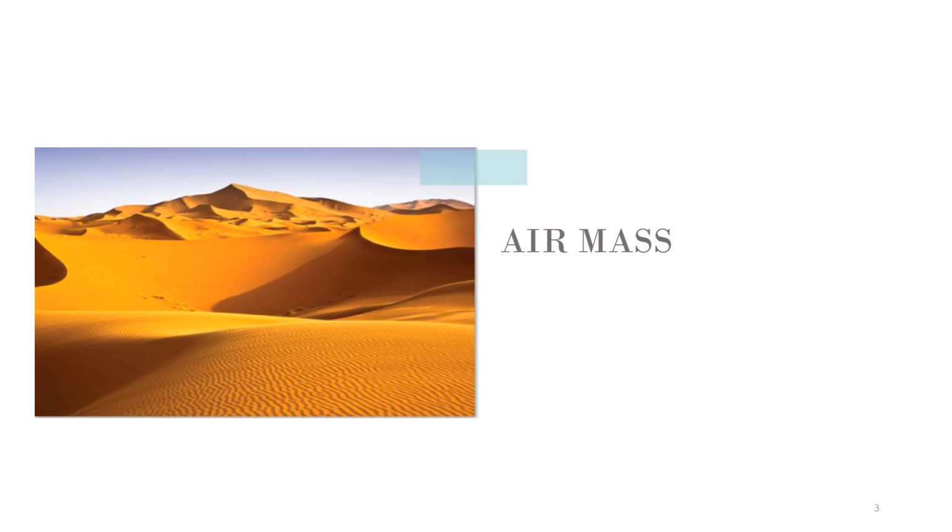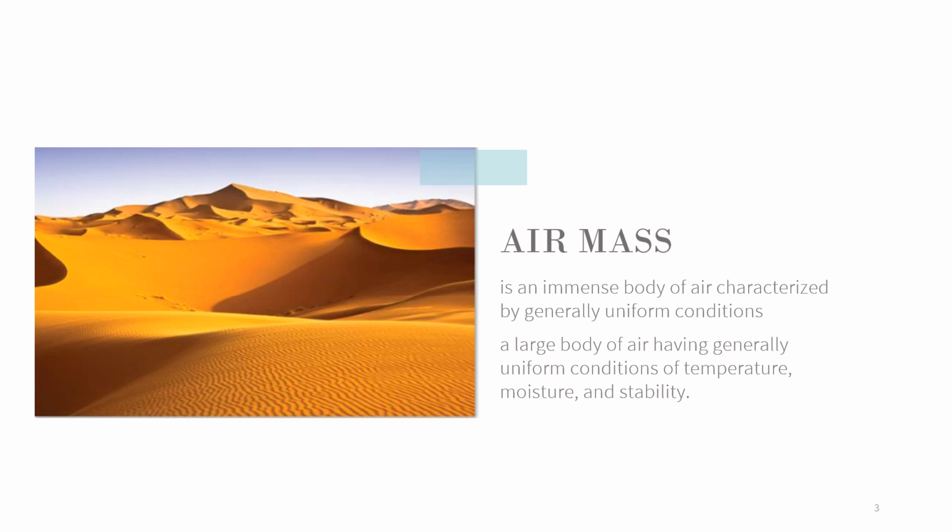So what is an air mass? An air mass is an immense body of air characterized by generally uniform conditions. It's as immense as 1,600 kilometers, or that means 1,000 miles, or it can be more across. And also it is several kilometers thick. So again, it is a large body of air having uniform conditions. What are these uniform conditions? That means of temperature, moisture, and stability.